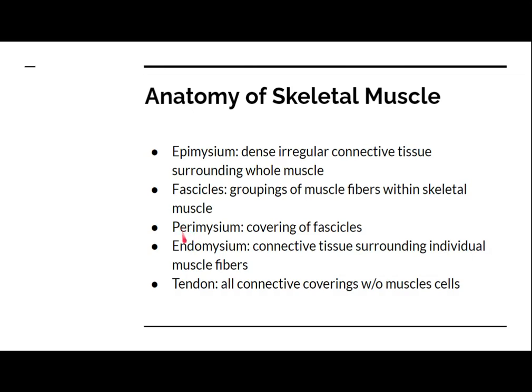Then you have the Endomysium. That is a connective tissue that surrounds individual muscle fibers. Then all of these different kinds of connective tissue, the Epimysium, the Perimysium, the Endomysium, where they all come together at the end of a muscle, they form a tendon. Right? Let's take a look at this picture here.